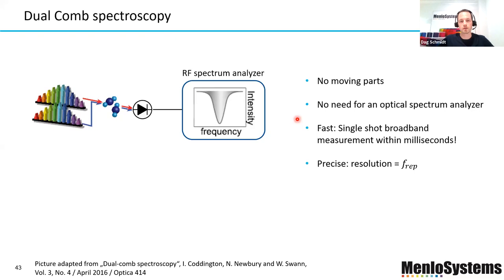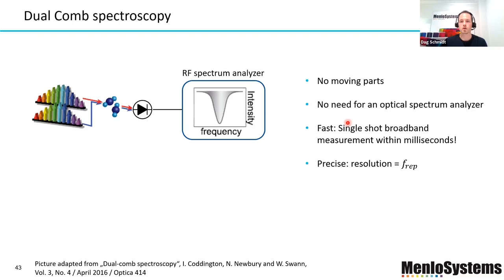So the pro side of this dual comb spectroscopy setup: you have no moving parts, other than, for example, in Fourier transform interferometry. You don't have moving parts. There's no need for an optical spectrum analyzer, and you're very fast. And a single shot broadband measurement can be done within milliseconds.